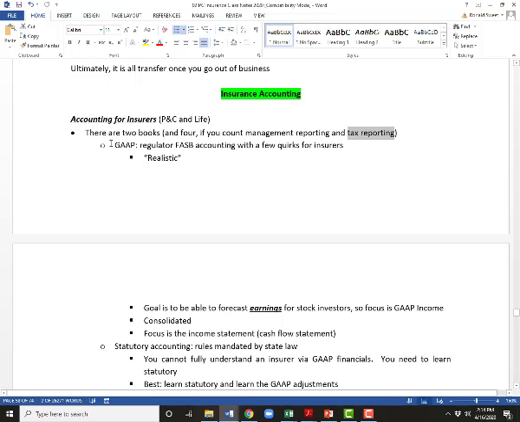So you have GAAP and you have statutory. GAAP is supposed to be more realistic. It's regulated by the FASB, the Financial Accounting Standards Board, and by the SEC essentially. The goal is to help people forecast earnings. So the focus of GAAP accounting is on the income statement, maybe the cash flow statement.